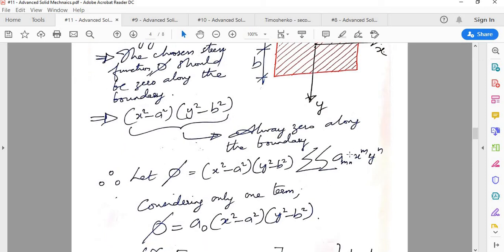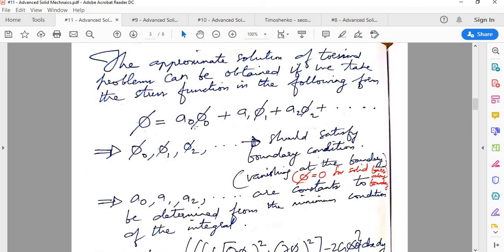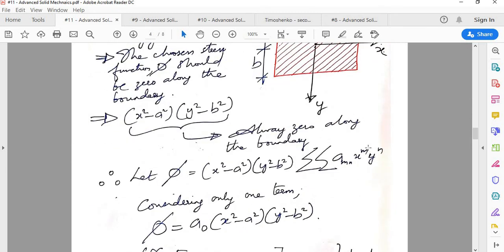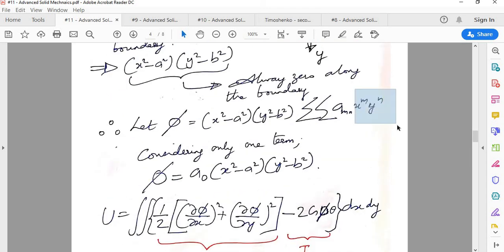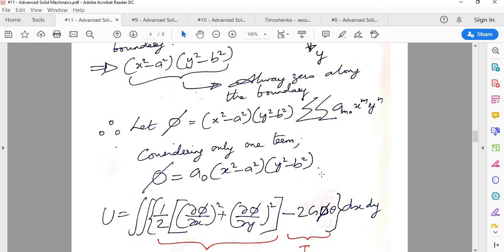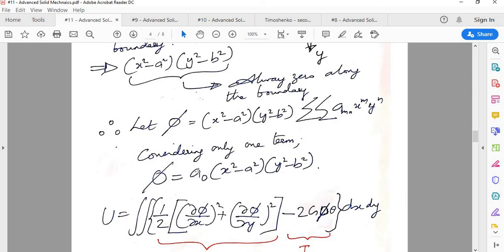Okay, so if you are taking just one term, remember first term we are noted as 0th term. So you substitute m equal to 0, n equal to 0. So this will be 1, a_mn or a_00, you can write it as A0. So this is our stress function. Okay, so using this stress function, let us try to work on the problem.